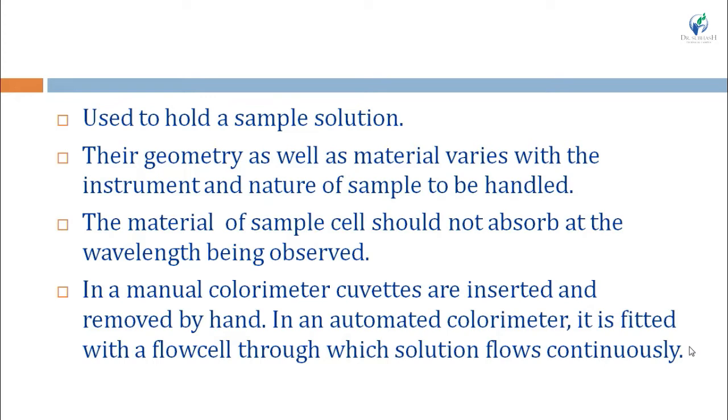Colorimeter instruments are of two types. The first one is manual and the second one is automated. In a manual colorimeter, cuvettes are inserted and removed manually, and in automated colorimeters, these cuvettes are fitted with a flow cell through which the solution flows continuously.